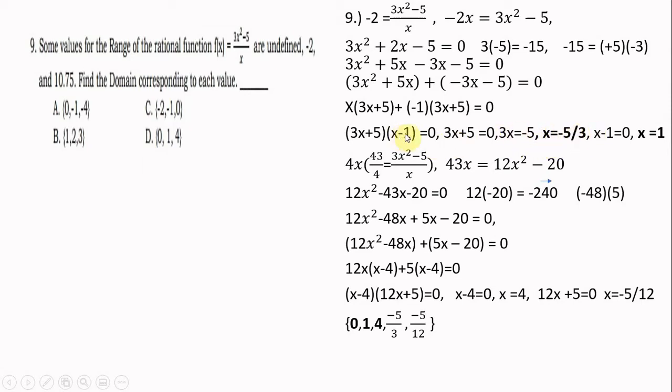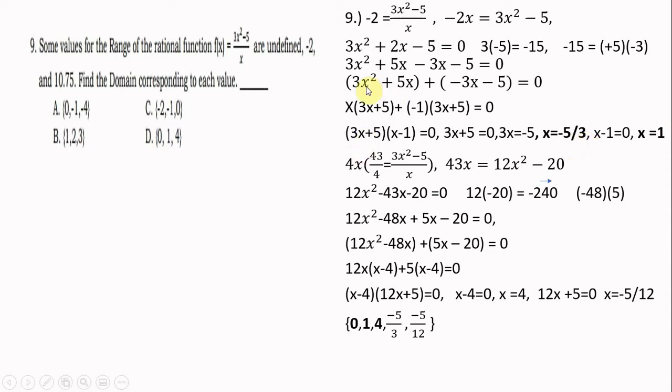And also this one, x minus 1 equal to 0. Transpose negative 1 to the right side, it becomes positive 1. So there are two values of x when our y is negative 2: positive 1 and negative 5 over 3.